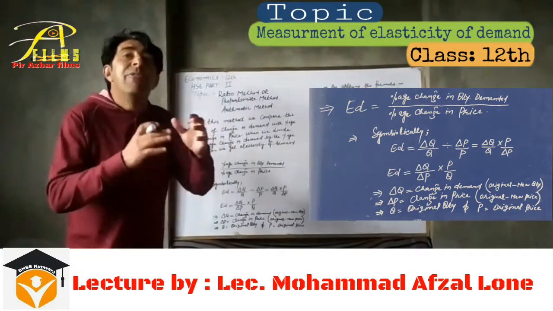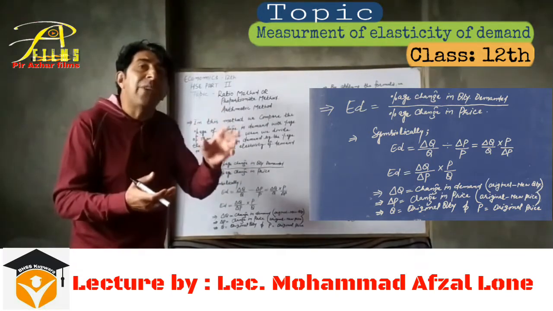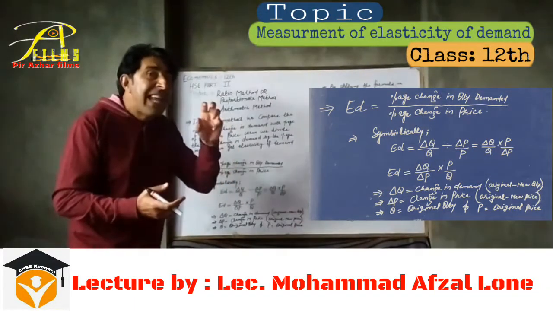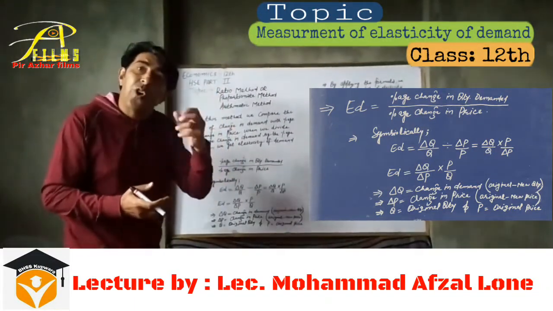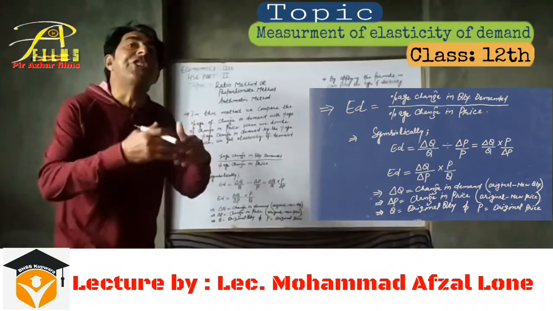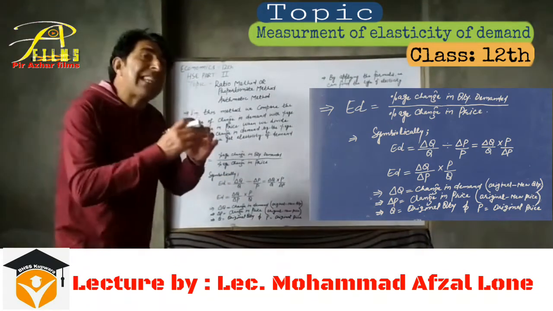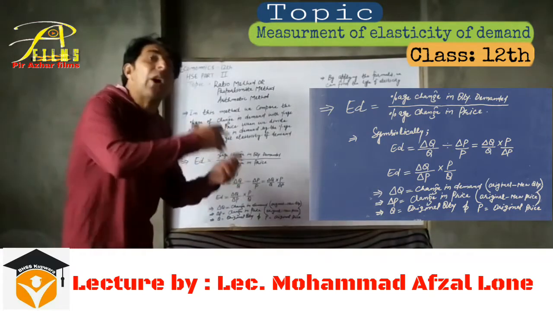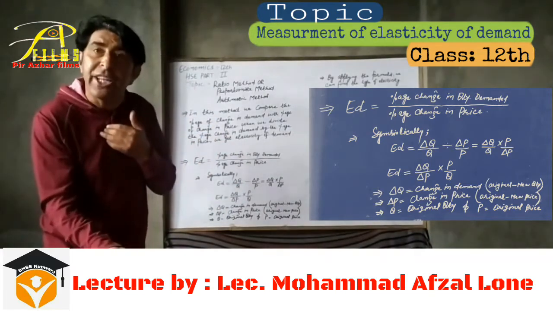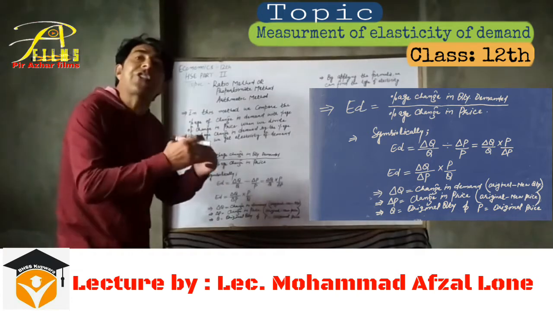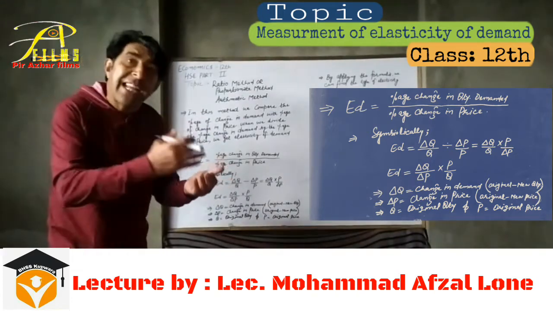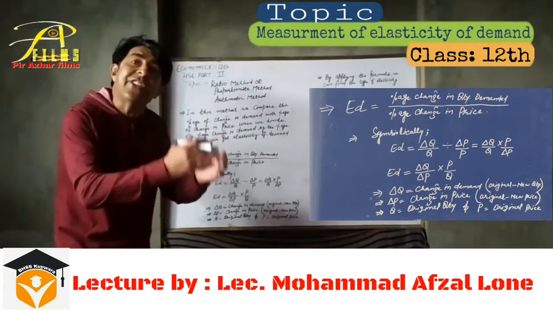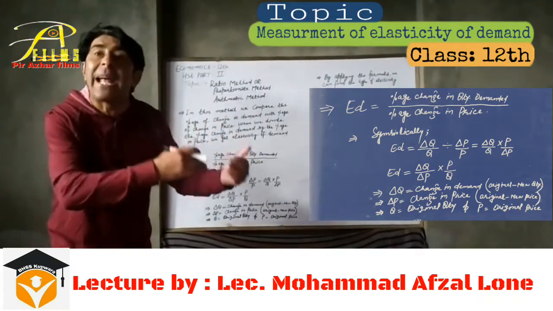We have already discussed that when we use delta, it means change. So delta Q means change in the quantity demanded, delta P means change in the price, P is the original price of the commodity, and Q is the original quantity. Or you can say P is the initial price and Q is the initial quantity before the change in the price and the quantity.